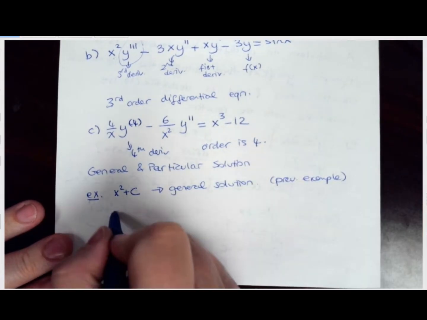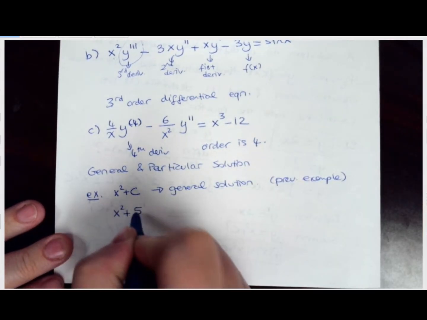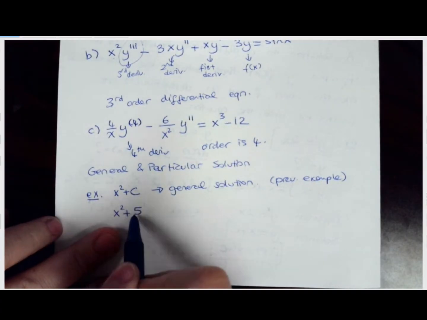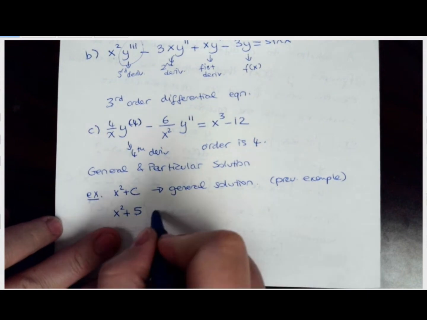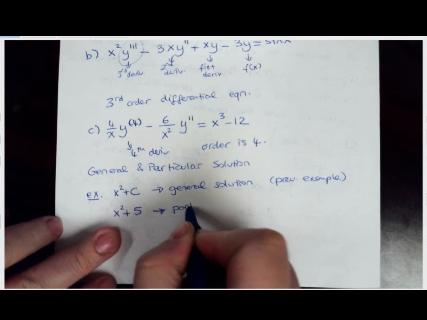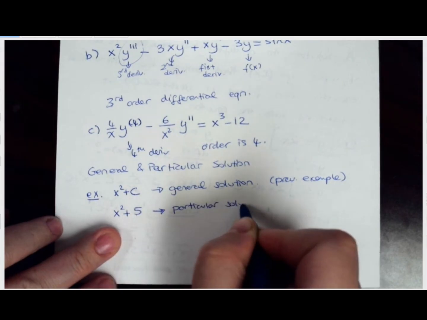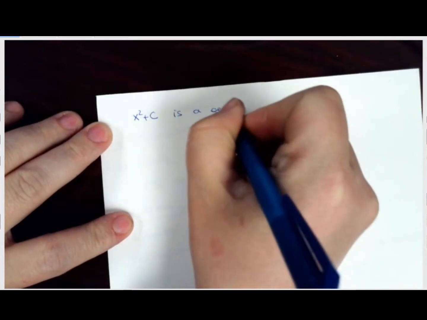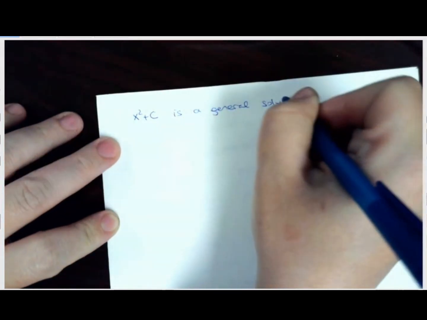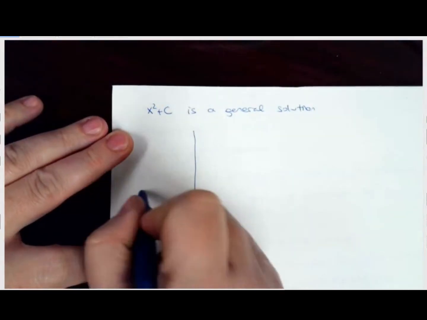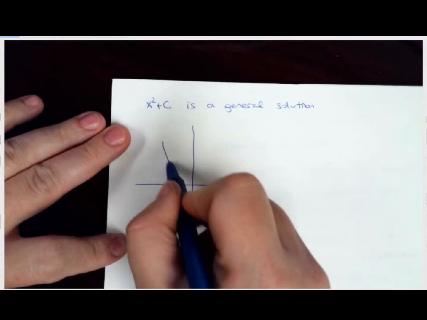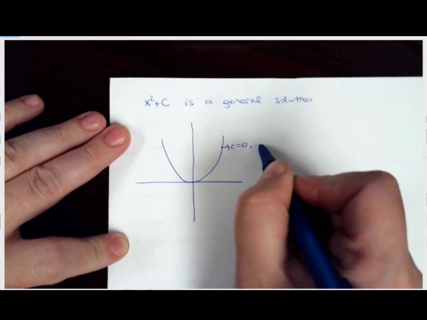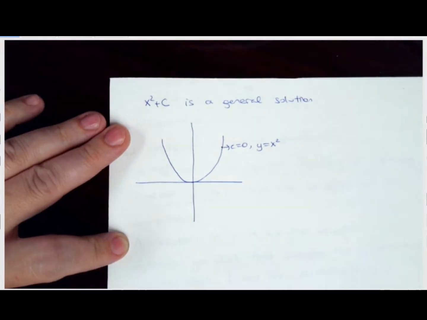And if you are given other conditions, other information, and you find out that C has to be 5 or anything else, then that is called a particular solution. X squared plus C is a general solution. We already said that. But how do we say? If C is 0, it is just the parabola. This is just C equals 0. The function is the x squared function.